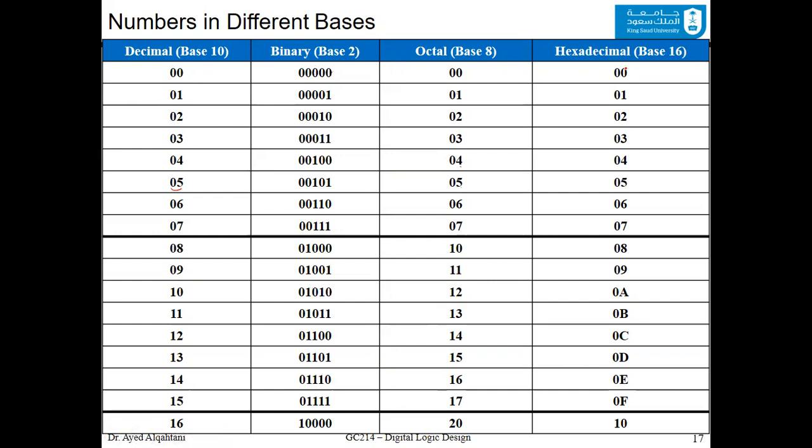For the hexadecimal, we have 0, 1, 2, 3, 4, 5, 6, 7. We continue 8, 9, and then we have A, B, C, D, E, F that we just defined. When we reach F, we have exhausted the values from 0 to 15. What to do with 16? We start again from 0, and then we continue 0, 1, 2, 3, up to F.